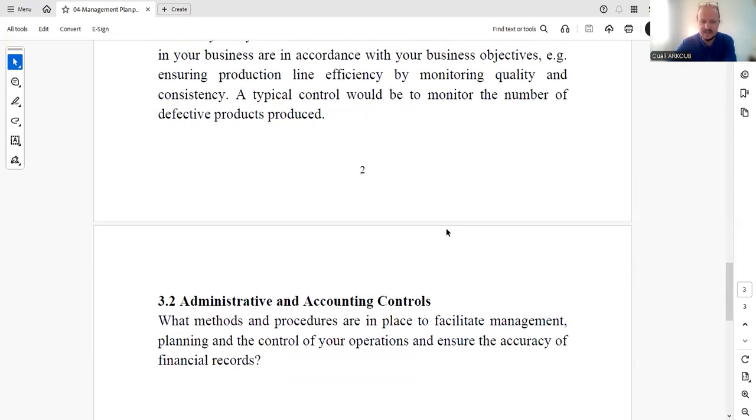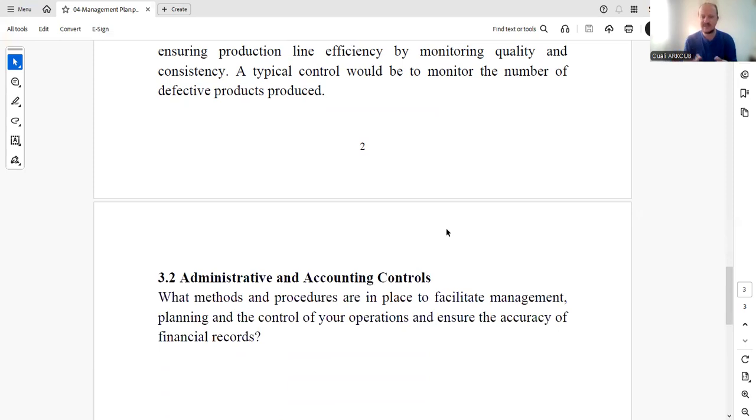The second key: administrative and accounting controls. What methods and procedures are in place to facilitate management, planning, and the control of your operations and ensure accuracy, which is very important? It's the most important objective of our business plan: accuracy of financial records.